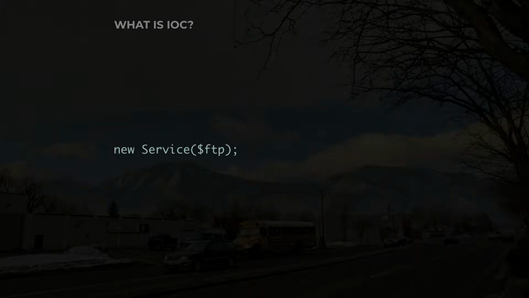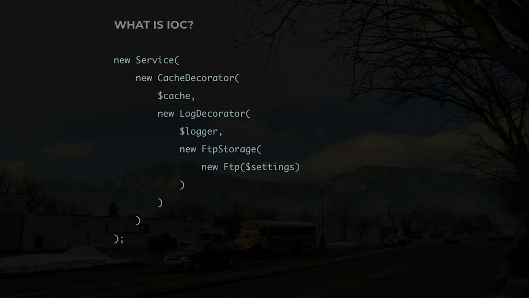Now, previously, when we needed a new service class, or when we had to new up a new service class, we would do this. New service, inject an FTP connection. But now we have to do this. We need to create a new service. Wait. Before we can do that, we have to create a new FTP connection first, then create a new FTP storage, then wrap that with a log decorator, then wrap that with a cache decorator.